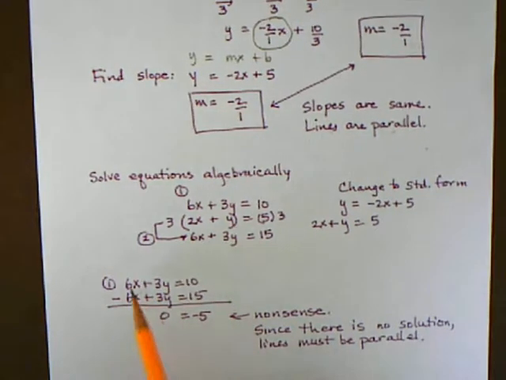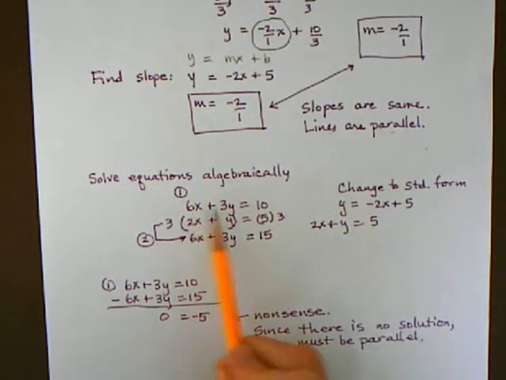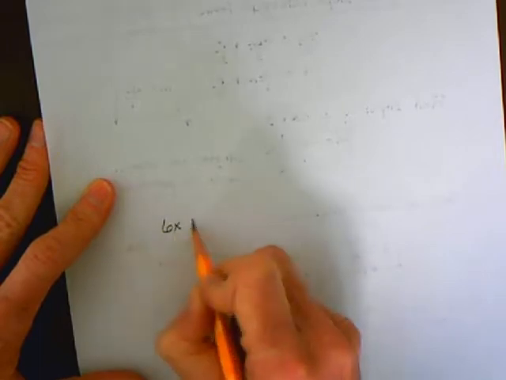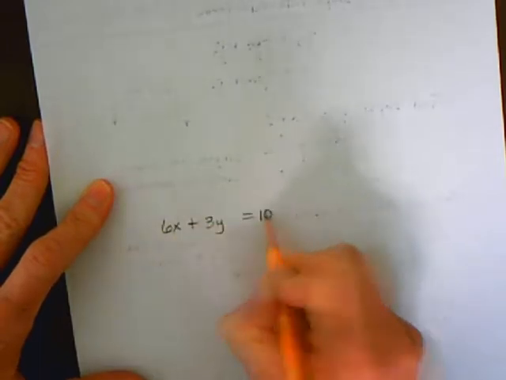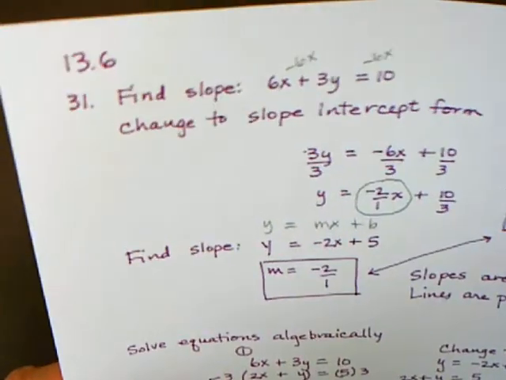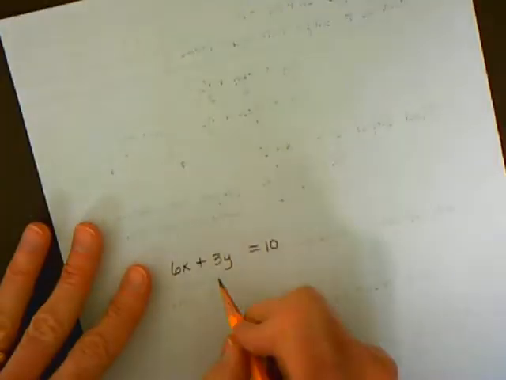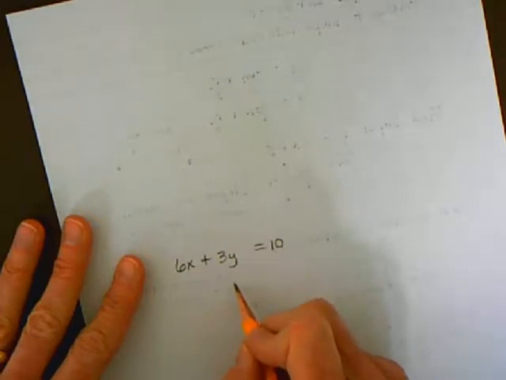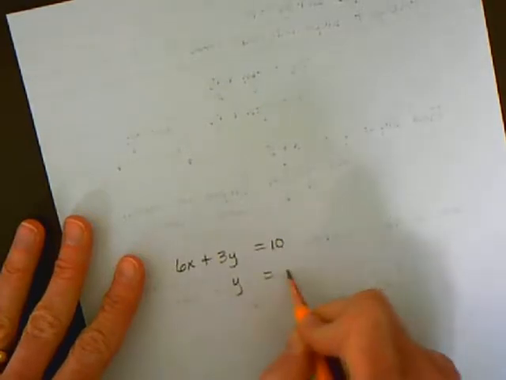Okay, so I take my first equation, 6x plus 3y equals 10. Let's see, what's my second equation? Oh, I have a mistake here. Turning this over, I'm going to do it on the back side here. We have 6x plus 3y equals 10. That was the first equation. And then the second equation was y equals minus 2x plus 5.